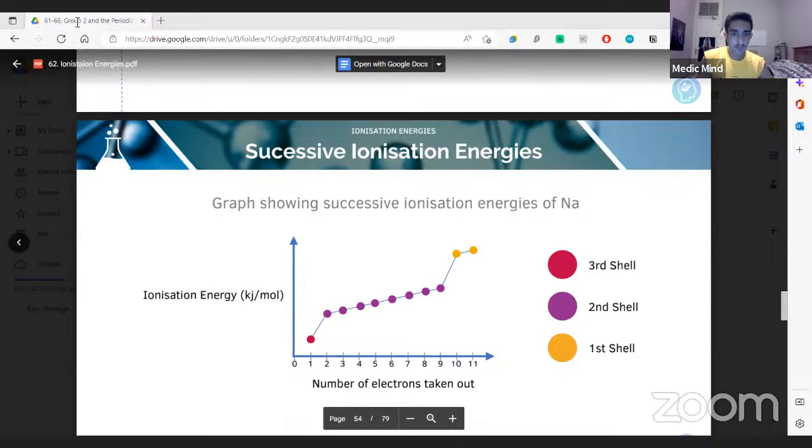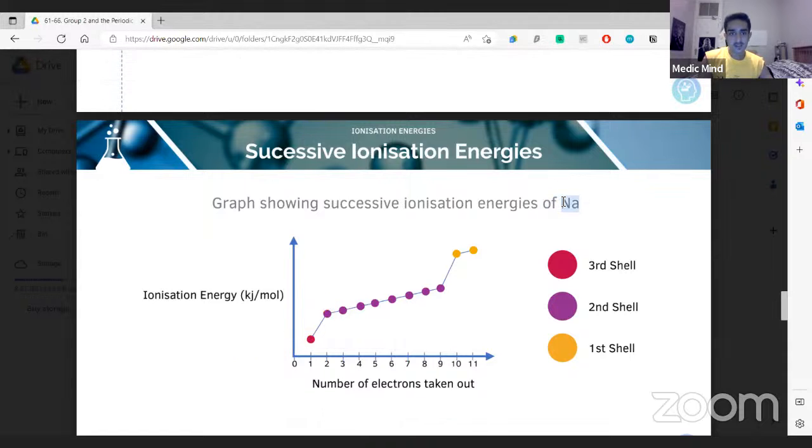From this, group one, Molly, you're saying. Why would people say group one? It is group one because there's a greater jump at the second ionization energy. So at this point, you are at argon. Then at this point, you have the same ionization energy as fluorine, and it would be group one. And you can see it at the top because it's actually been written here: graph showing successive ionization energies of sodium.